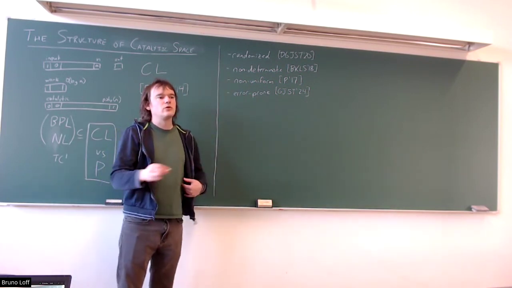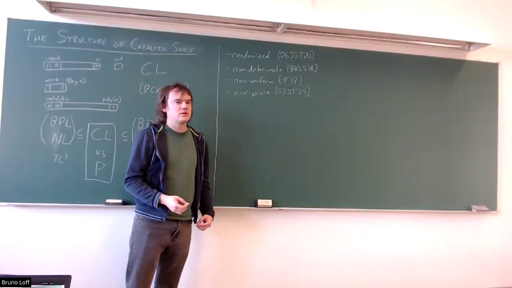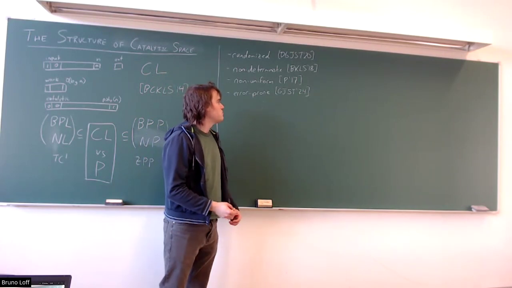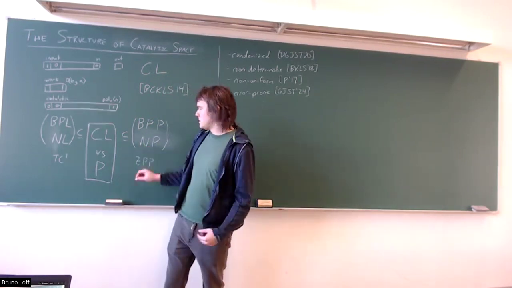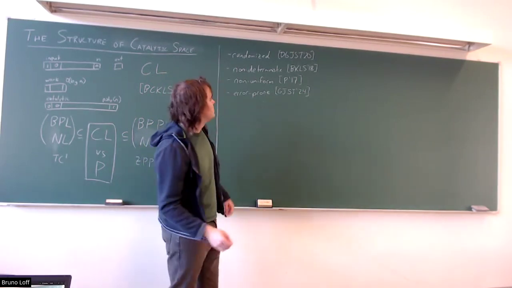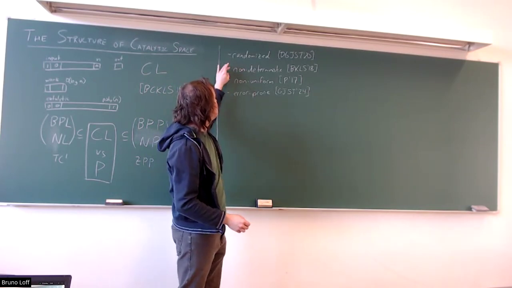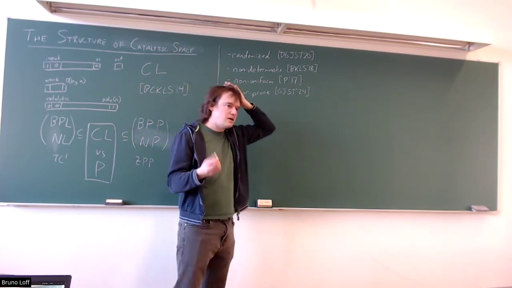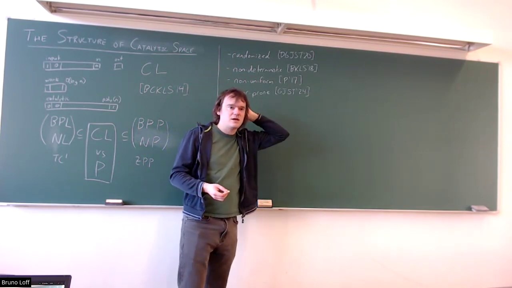So there's essentially a whole structural theory that we can develop around this catalytic space, and we can ask basic questions like, can we get similar inclusions, like a ZPP inclusion, which I should say the answer is basically yes, everywhere you'd expect. Randomized and non-deterministic don't gain any additional power beyond ZPP, as far as we can tell.